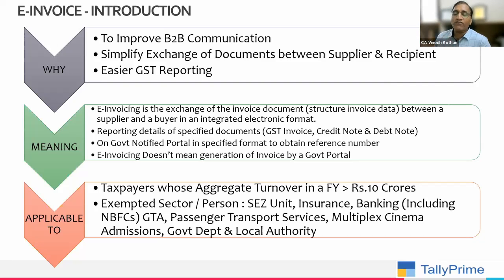Whenever you go and fill your 3B, is it pre-filled or do you fill it? Earlier, you were giving the data, then the system used to check the data and give you some notices or replies. Notices they used to send. But today, what is happening? Your GSTR1 is pre-filled. Why? Because of this e-invoice and e-way bill.